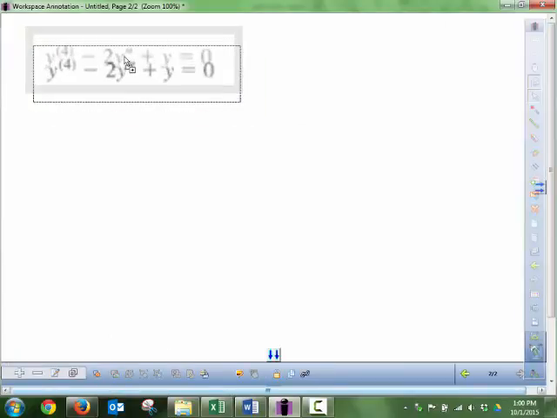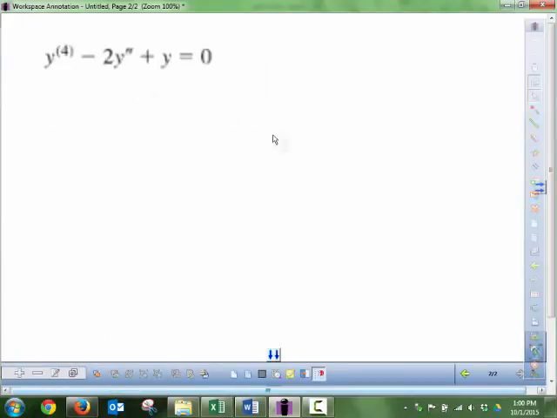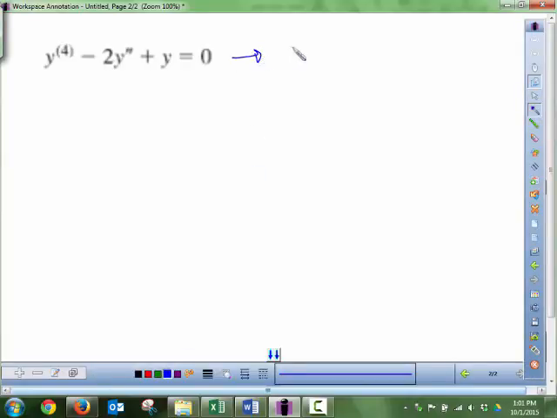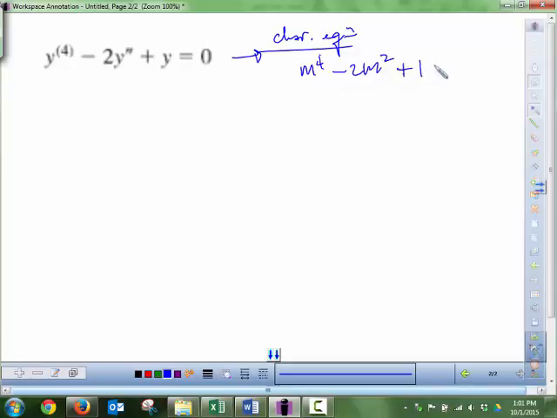So this is a fourth order differential equation, no initial condition, so whatever our answer is will be left in general form. We have the fourth derivative of y minus 2y double prime plus y is equal to 0. Homogeneous, constant coefficients, linear. All right, we're good to go. Characteristic equation, m to the fourth minus 2m squared plus 1 is equal to 0.